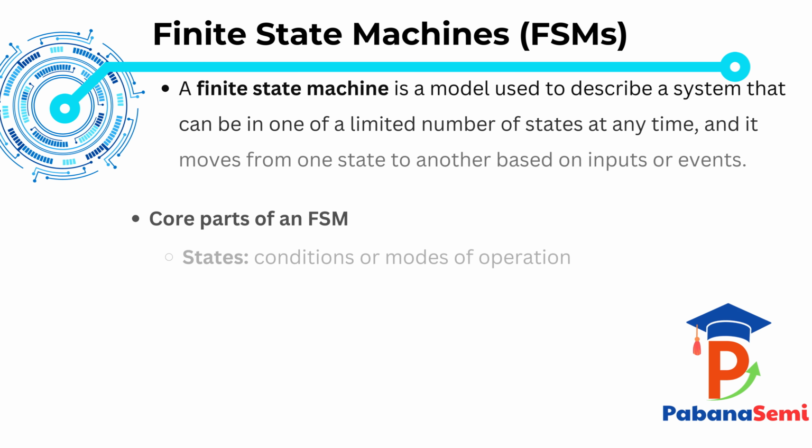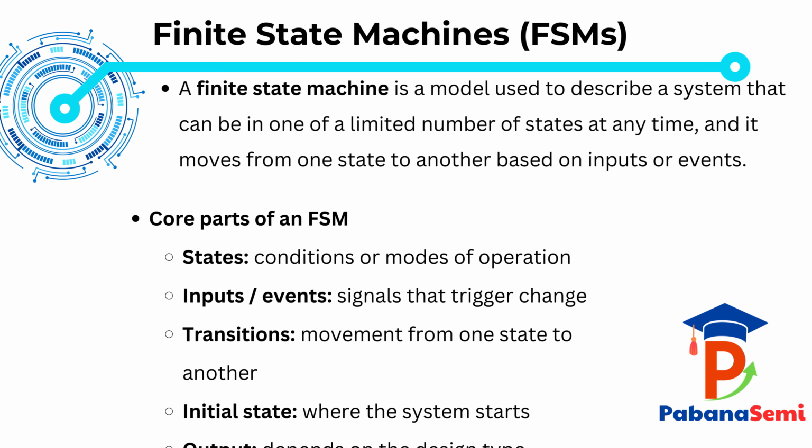In digital systems, many circuits do not just depend on current inputs, they also depend on what happened previously. To model this kind of behavior, we use something called a finite state machine, or FSM. A finite state machine is a mathematical model used to describe a system that can be in one of a limited number of states at any given time. The system transitions from one state to another based on inputs or specific events.